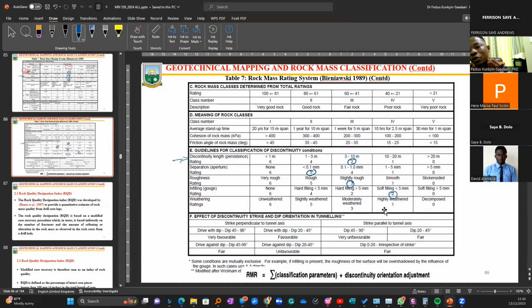So then let's go for weathering. How will you describe the weathering process? Is it weathered or unweathered? The surface of the discontinuity in terms of weathering, which is a measure of durability. So you want to check that. Let's give any value and move on. Slightly weathered.